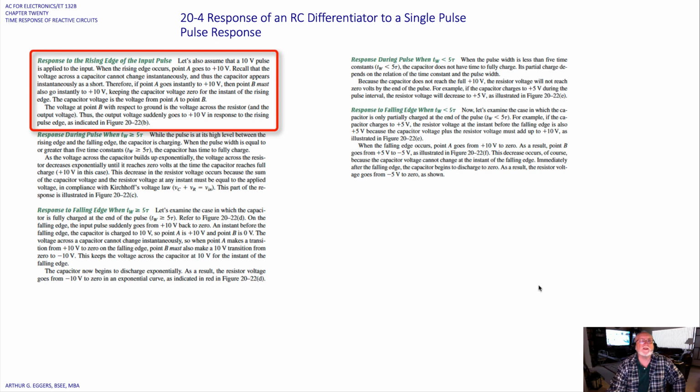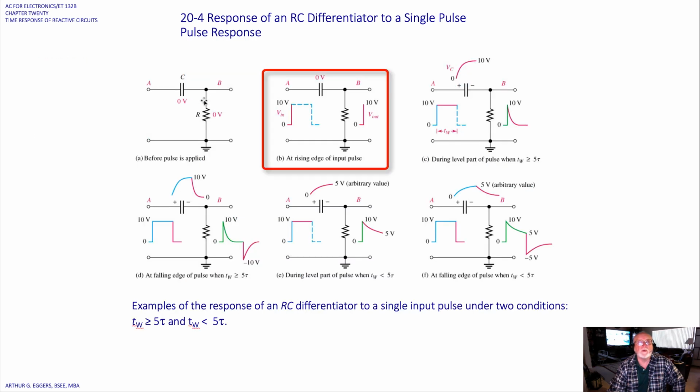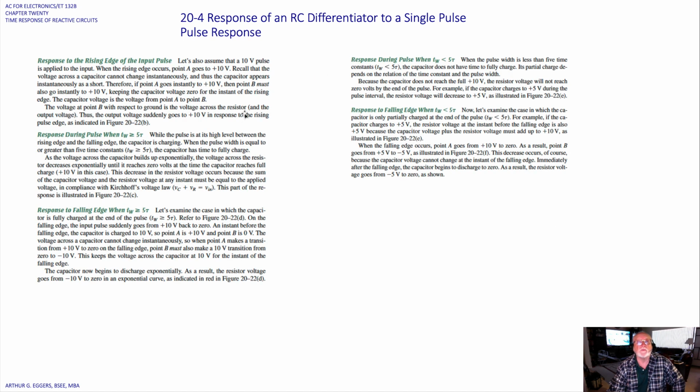So the response to the rising edge of the input pulse looks like this. Let's assume that the 10-volt pulse is applied to the input. When the rising edge occurs, point A goes to plus 10 volts. So we need to keep going back to these representations as we look at the reading here.